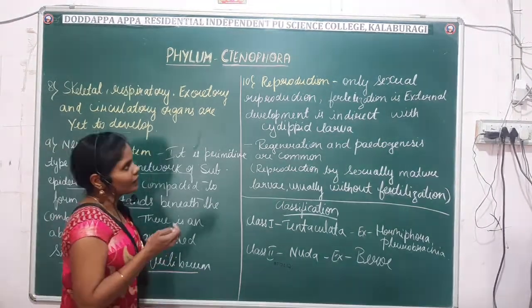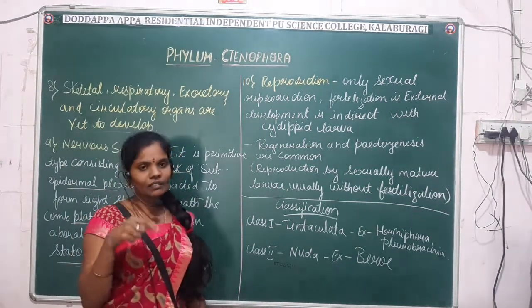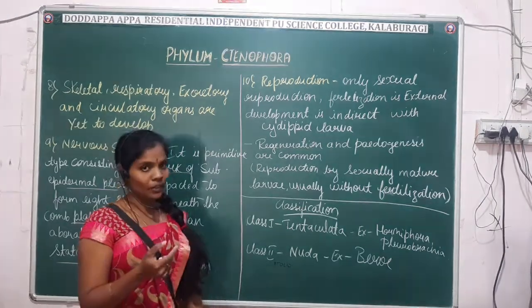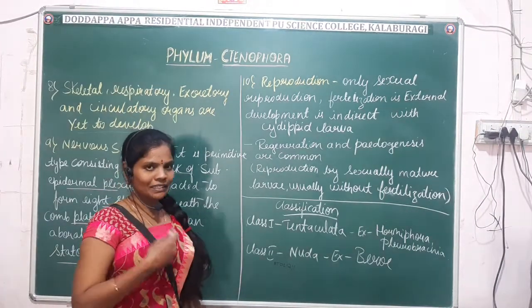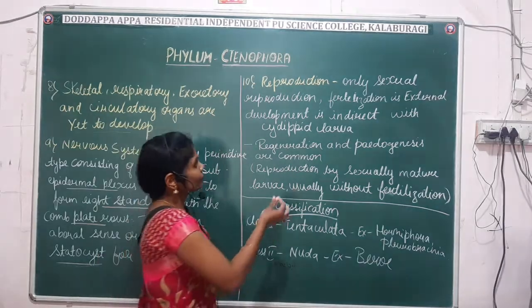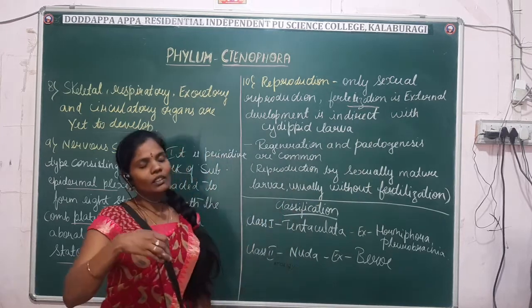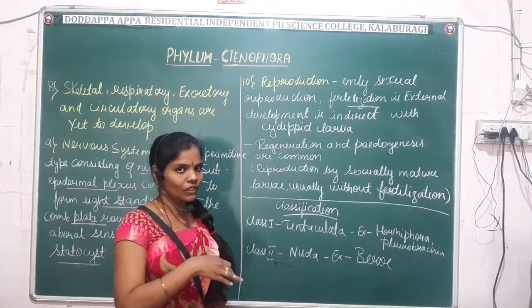Next comes the reproduction. Ctenophores generally reproduce by sexual method. Here the asexual method is absent. And the fertilization is external. You already know the difference between external fertilization and internal fertilization.